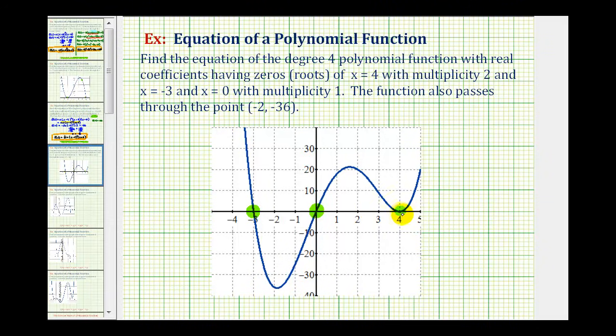And for the last verification, let's make sure this function contains the point negative 2, negative 36. Well, here's our point when x equals negative 2, and the y-coordinate or function value does look like it's equal to negative 36. So this graph verifies that our work is correct.